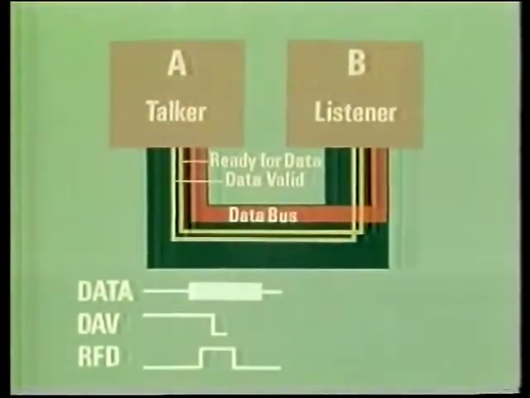Let's see it again, this time with a timing diagram. The listener is ready, so it lets ready for data go high. The talker then puts the data on the bus and pulls data valid low. The listener reads the data, and once it's got it, it pulls the ready for data low again. The talker recognizes this and removes the data and lets data valid go high, and we're back where we started. And so the process continues.